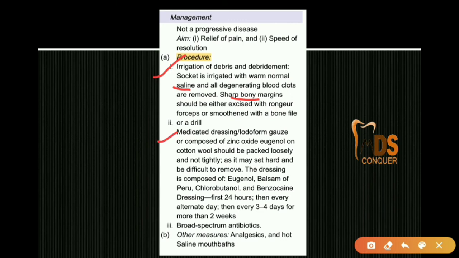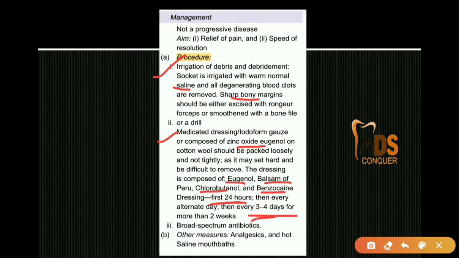Then a medicated dressing or iodoform gauze should be given, or zinc oxide eugenol can also be given. There is one dressing which is composed of eugenol, balsam of Peru, chlorobutanol and benzocaine. The dressing should be given for the first 24 hours, then on alternate days, then every 3 to 4 days for more than 2 weeks. This is very important.